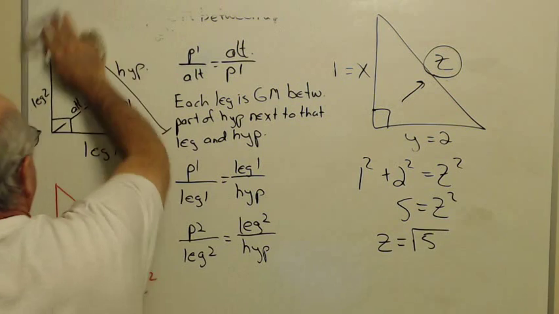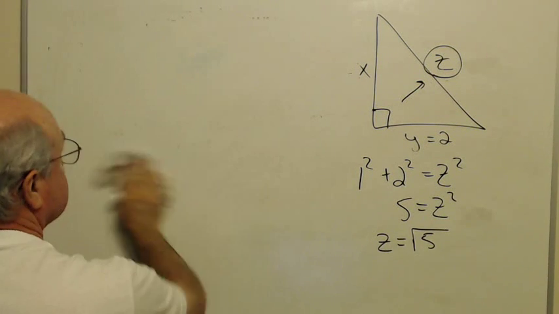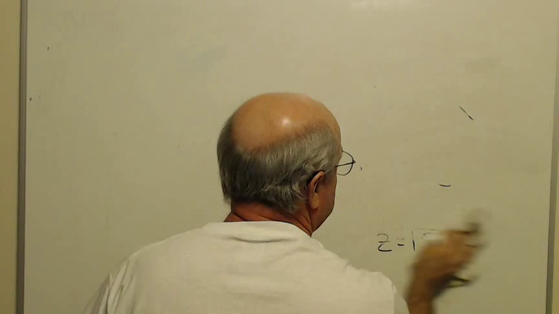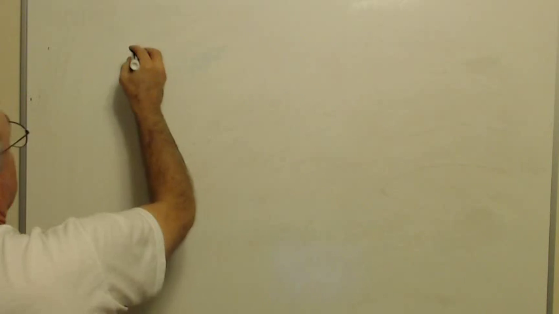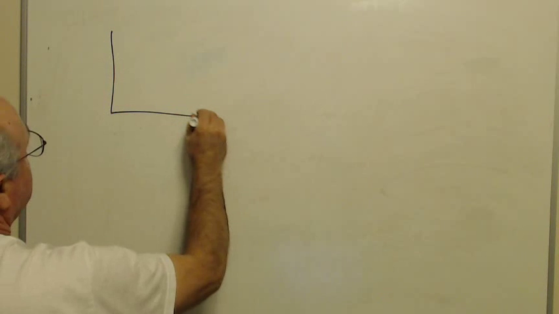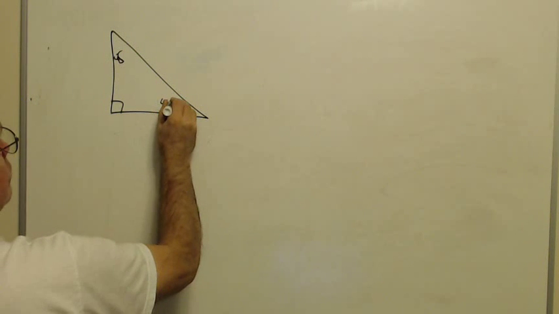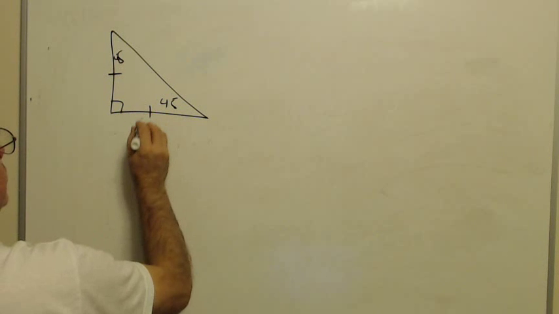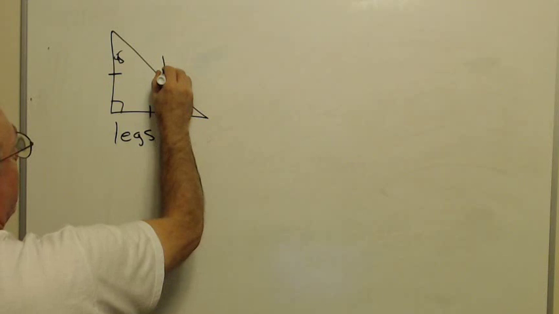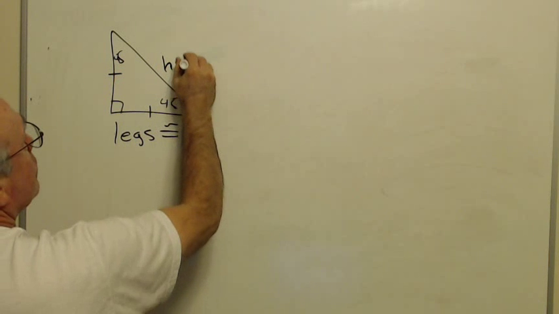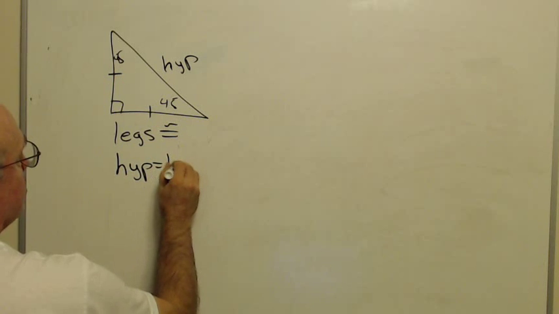Okay, on the back here, we've got some different rules. We're dealing with special right triangles. The 45, 45, 90 and the 30, 60, 90. In a 45, 45, 90 right triangle, its legs are congruent and its hypotenuse is leg multiplied by the square root of 2.